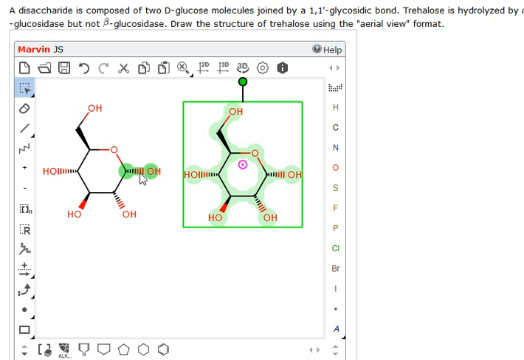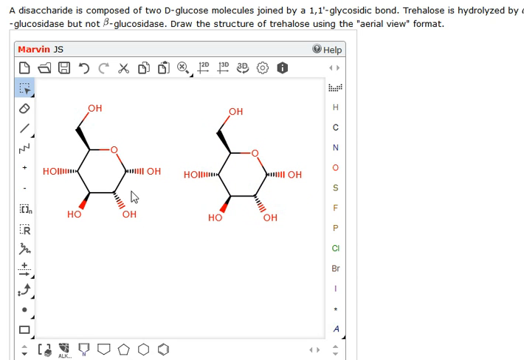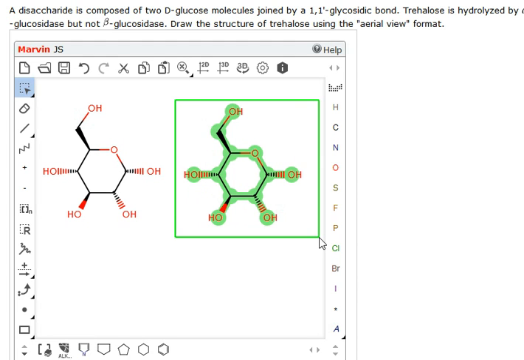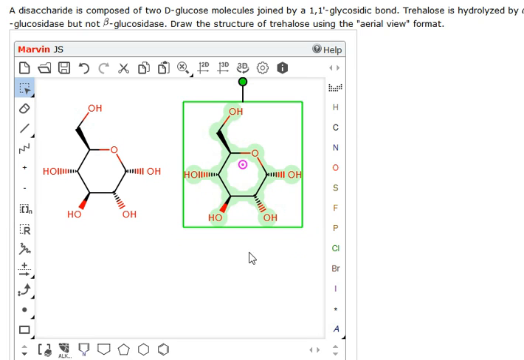The other trick is the glucose here, which I have highlighted on the right side. It's going to actually be linked at the one carbon to the one carbon of the glucose on the left side. So to make this structure correct, we're going to have to flip this structure on the right side by 180 degrees.